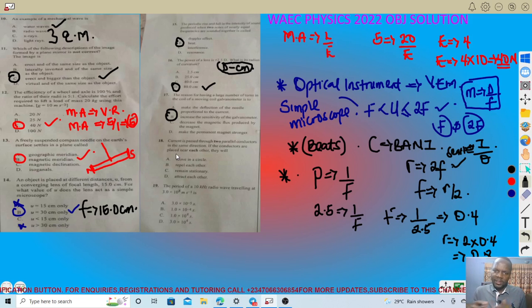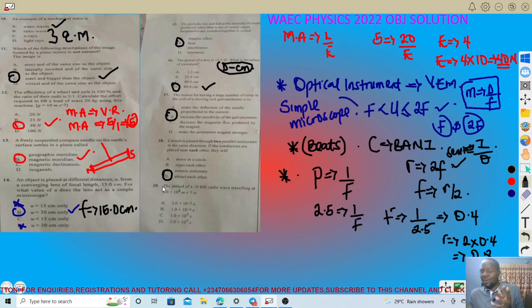The next is: current is passed through two parallel conductors in the same direction. If the conductors are placed near each other, we've talked about magnetism and induction of magnetism. We're talking about Fleming's left-hand rule or the right-hand thumb rule. I have done many videos on this, on magnetic properties. I'm talking about two parallel wires that are facing the same side, they attract each other. Please note that we've talked about this under the concept of vertical wire and determination of the magnetic field of parallel wire. So you can always watch that if you don't have an idea about these things. But if you have an idea, this is a direct question. Two wires facing the same direction attract.